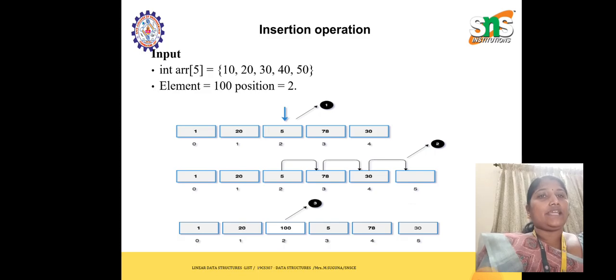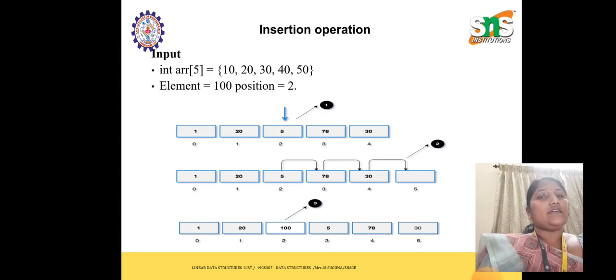So in that place we need to insert the element 100. If we want to insert 100 at position 2, we have to shift the element 5 to the next position, to third, and the third element to fourth, and the fourth element to fifth. So the fifth position has to be created dynamically. Now you can insert the value 100 at position 2.